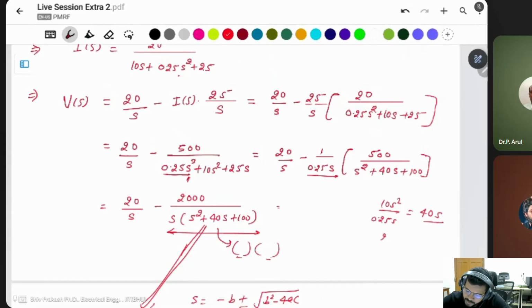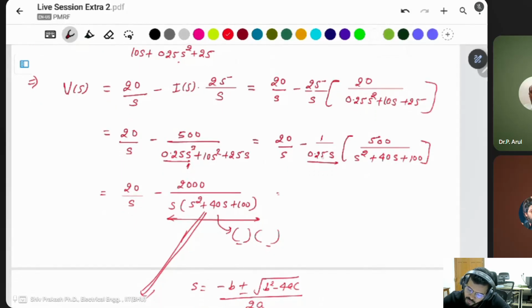Same thing, 25 s divided by 0.25 s. s will be cancelled out. 25 divided by 0.25 is 100. That's why I have written s square plus 40 s plus 100. Then 500 divided by 0.25, it will be 2000. The s term is here, s square.